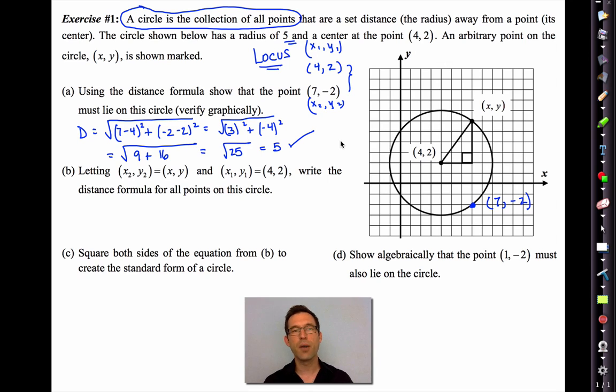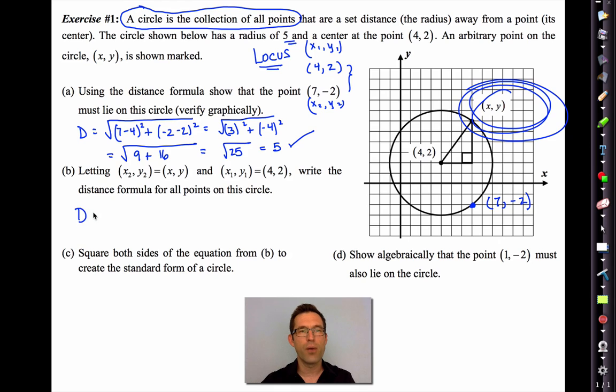Now, let's come up with a distance formula for all points on the circle. It says, let x2, y2 be x, y. I know that's kind of funny, but all I'm saying is, let this arbitrary point, this guy right here, be x2, y2. And then we're going to keep the center as x1, y1.